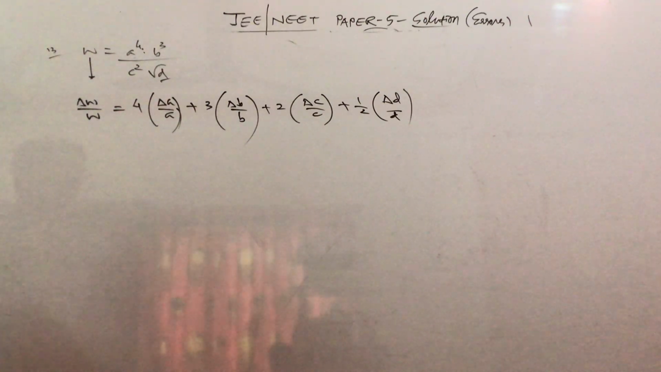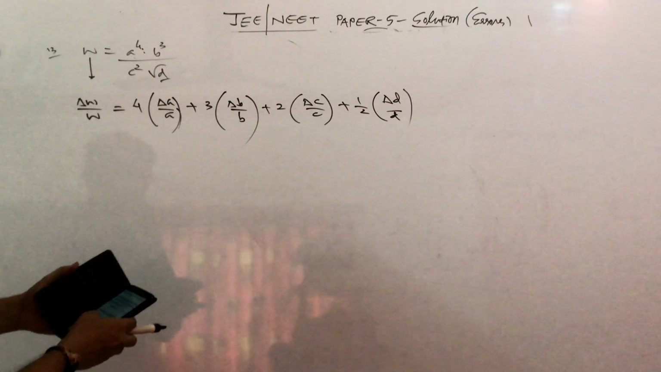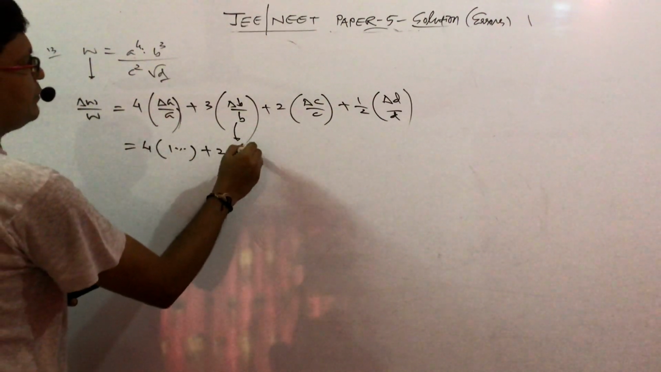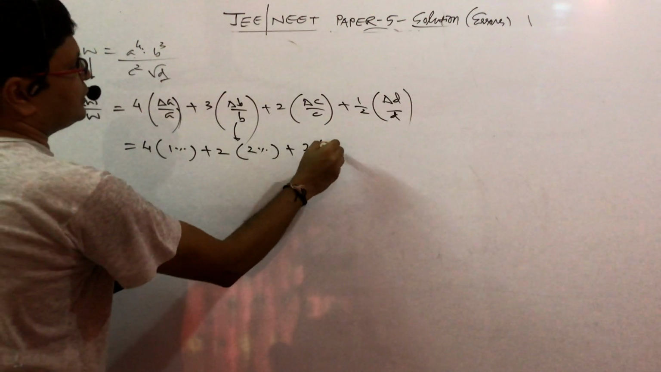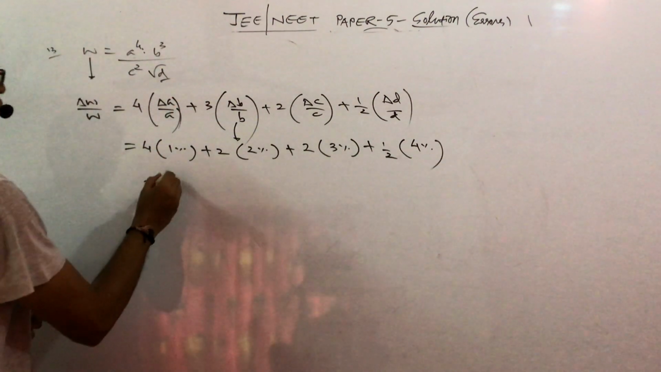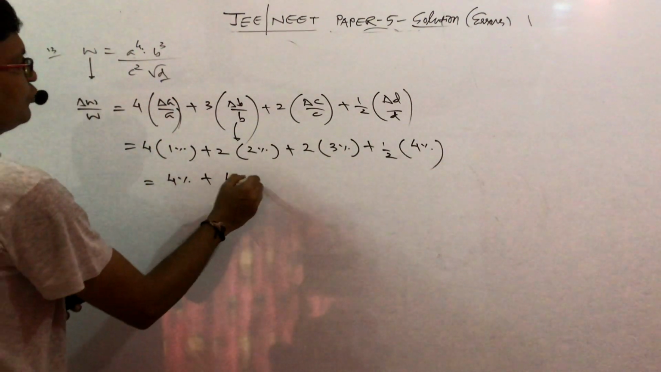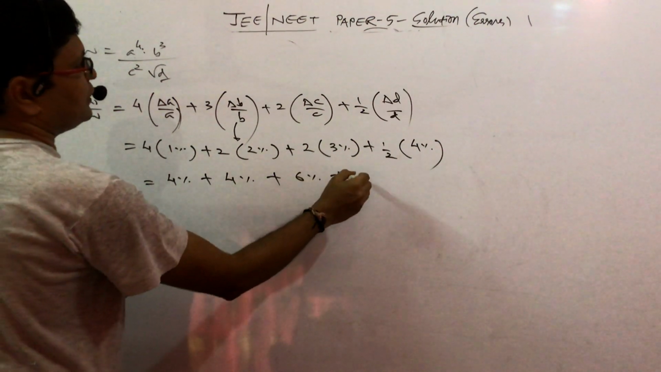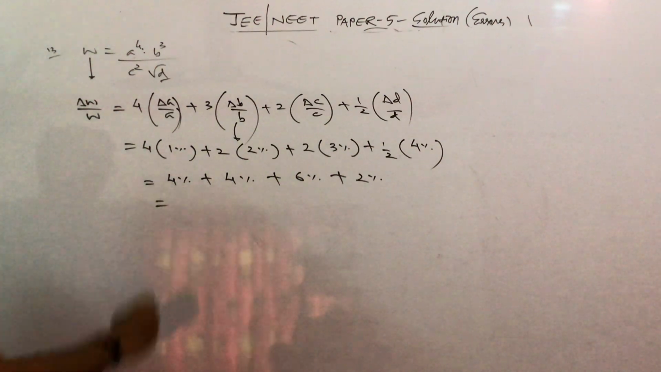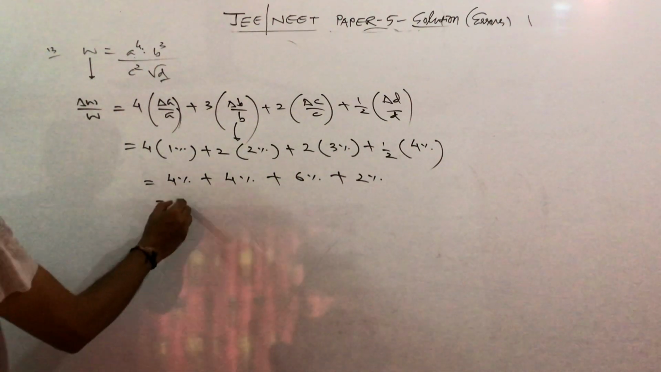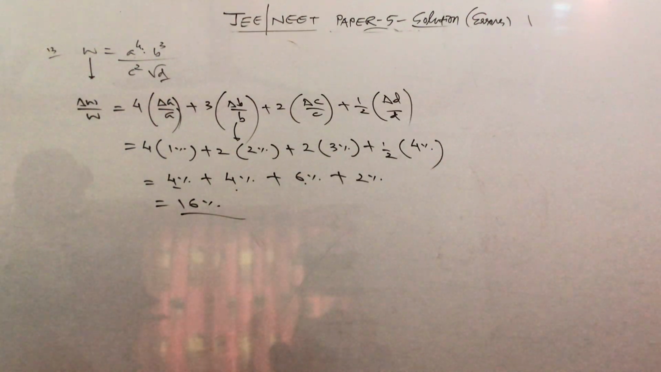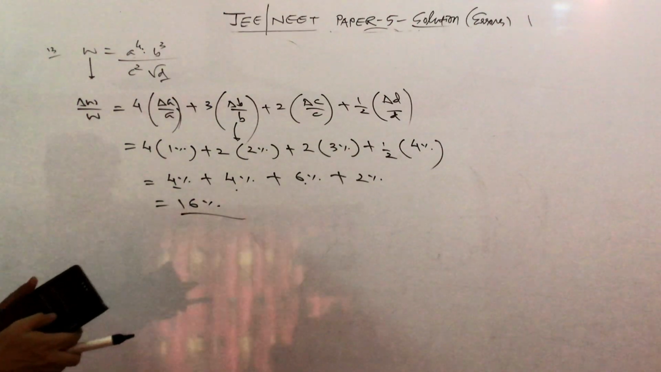Now you know what the percentage error in ABCD is: 1, 2, 3, 4. So percentage error in A is 1%, in B 2%, in C 3%, in D 4%. So 4%, 4%, 6% and 2%. Just check it. So what's the final answer? Check it: 4, 4, 6, that means a total of 16%, that is 4 plus 4 plus 6 plus 2. So the answer is 16%.